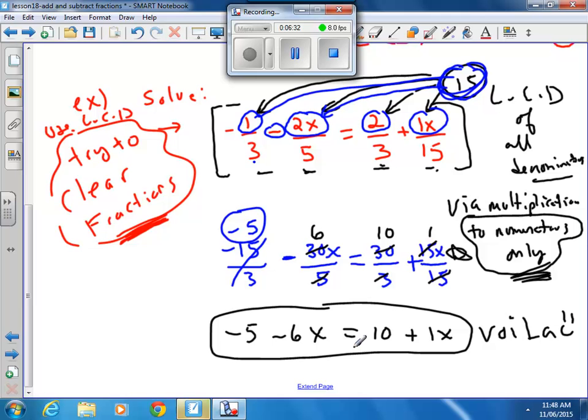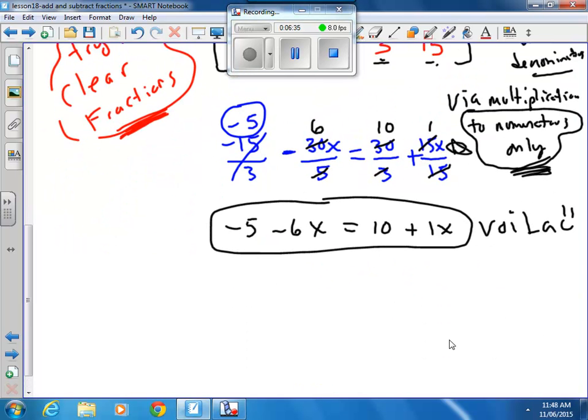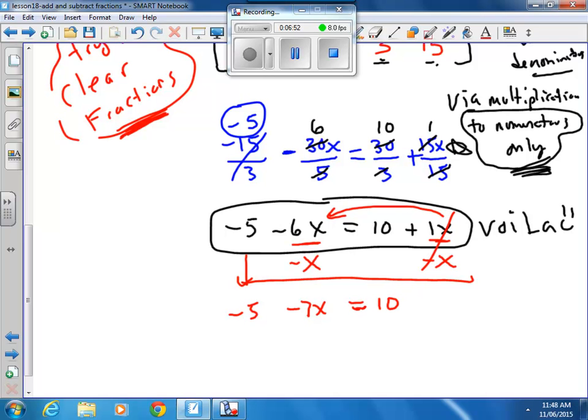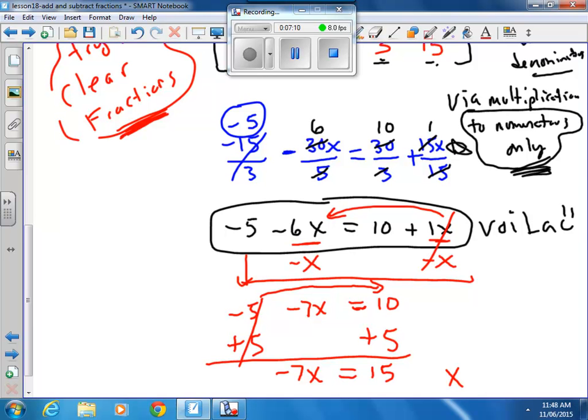Just get the letters on the left, numbers on the right, balance it out like we've been doing for quite some time. So again, we want your variables on the left. So I'm going to subtract off x. -6x minus x makes -7x. We can just bring down the -5. Now this is a number, so we want to bring it across the equal sign to be with the other number. So you add 5, so we're back to balancing equations again. So now we have -7x equals 10 plus 5, which is 15. And so you arrive at x equals 15 over -7.